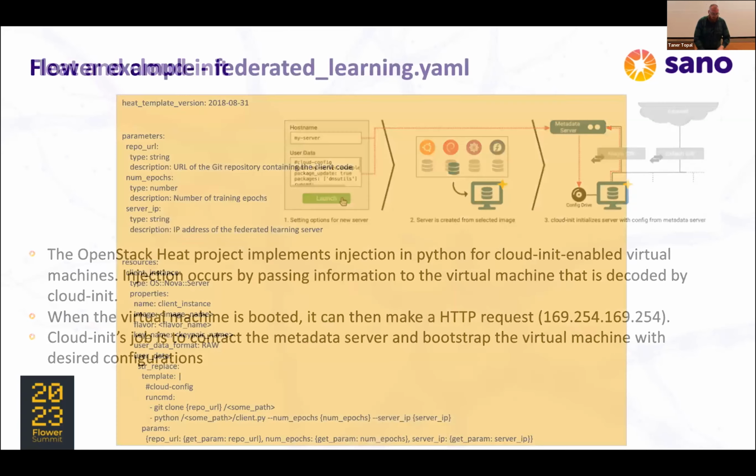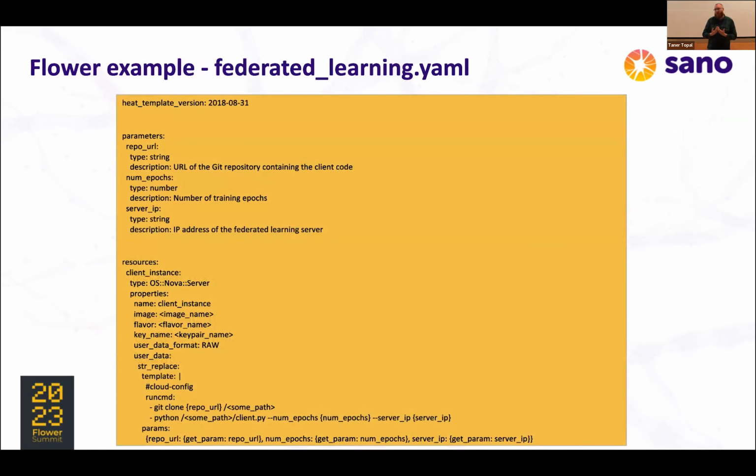And the question is, how could it look with the Flower example? In Flower, we usually have the server, right? And some number of clients. We would like to deploy some number of clients depending on, for example, the parameters that we want to provide. So it doesn't matter if it's OpenStack or Azure or another cloud provider.